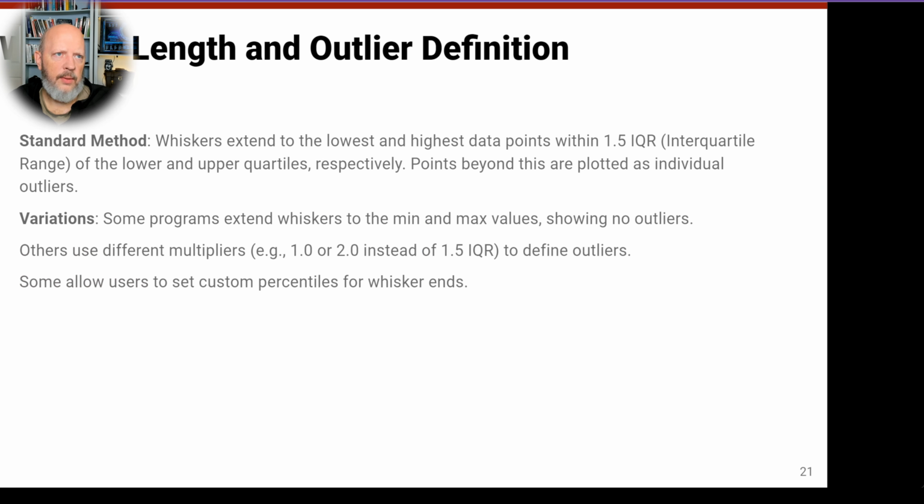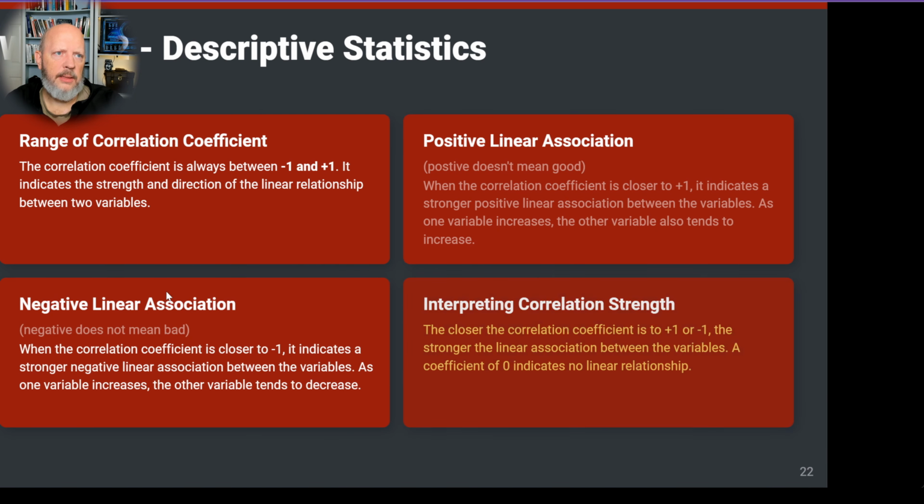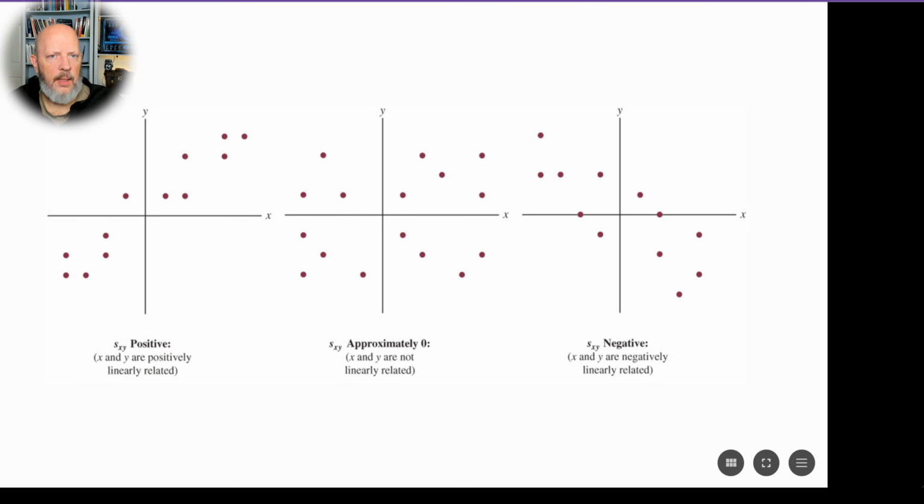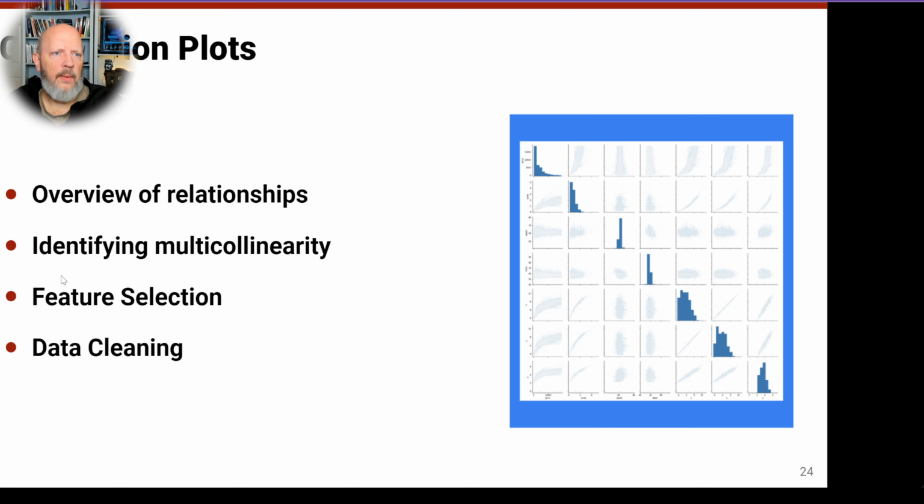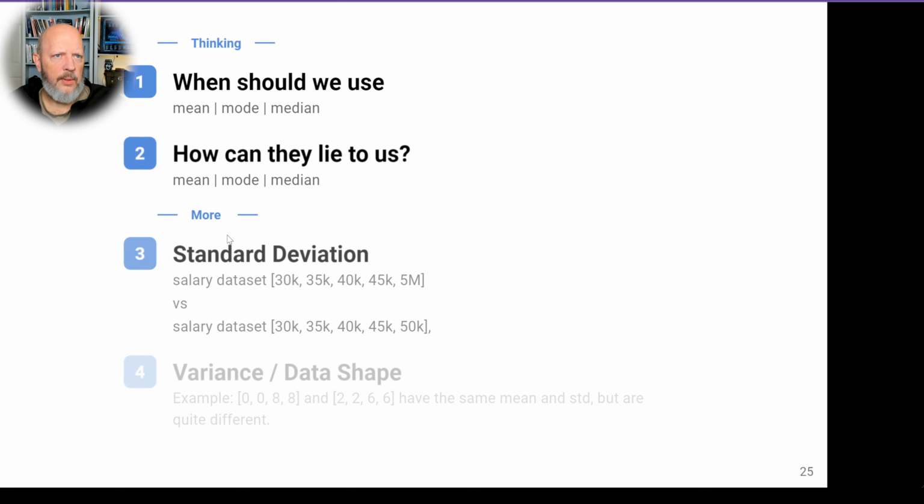Histogram, we went over this. Again, I want to really stress this. Positive linear association. Positive doesn't mean good. Negative doesn't mean bad. It shows a direction. Okay, that's all. I think that one might be from your book. Actually, your book's in blue, so it doesn't matter. Correlation plots. What else do we have?